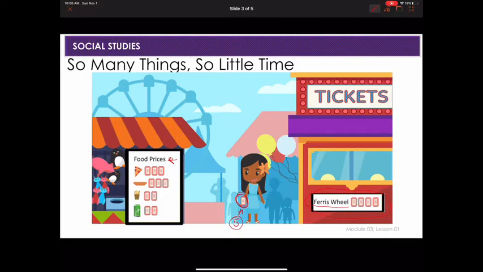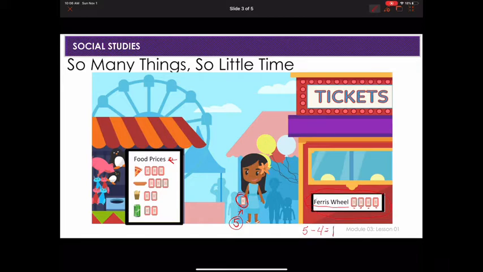Okay, well, Lily has to make choices as far as what she's going to do at this carnival because she has 5 tickets here. If she wants to go on the Ferris wheel costs 1, 2, 3, 4 tickets. So if she has 5 tickets and she spends 4 on the Ferris wheel, how many will she have left? Hold up 5 fingers and take away 4. She would have 1 ticket left.